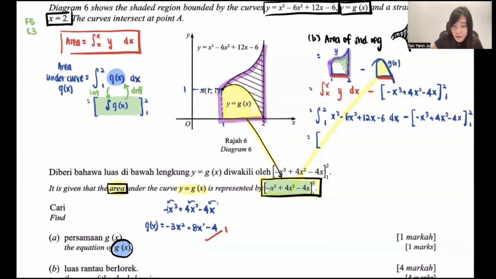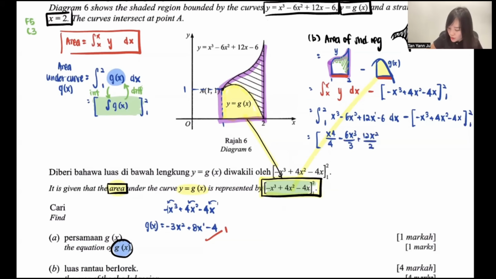Okay, so this one I start to integrate. Differentiate is times and minus 1. Integrate is plus 1 and divide. So 3 plus 1, 4, divide by 4. 2 plus 1, 3, divide by 3. 1 plus 1, 2, divide by 2.